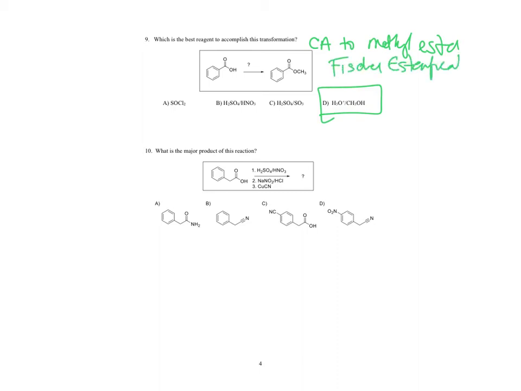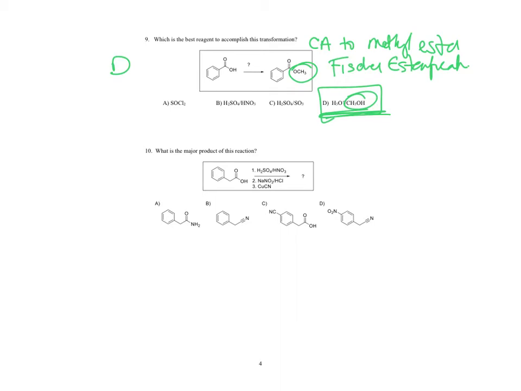Number 9, the answer is D. So you're going from a carboxylic acid to a methyl ester. And this is Fischer esterification. The 3 things you need are the carboxylic acid, the alcohol, so this is your alcohol that gets installed, and the acid. So the answer is D.